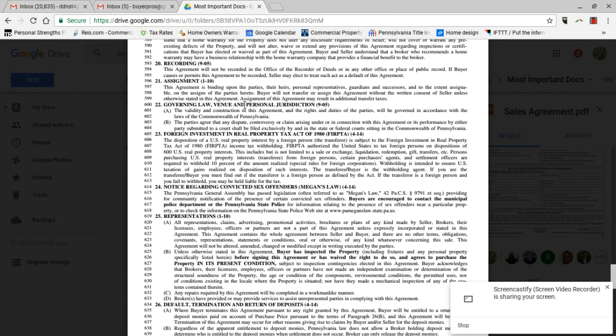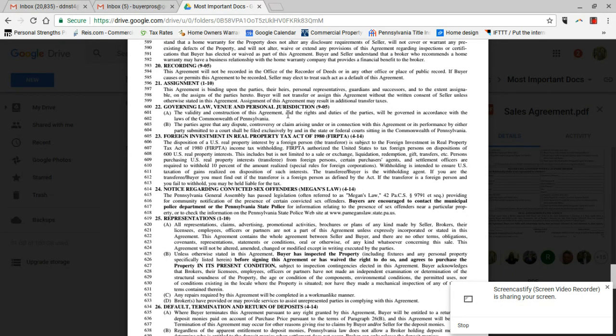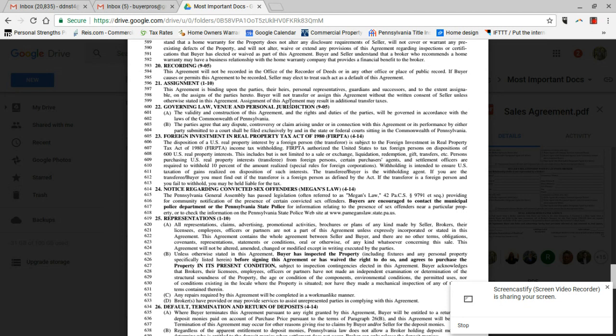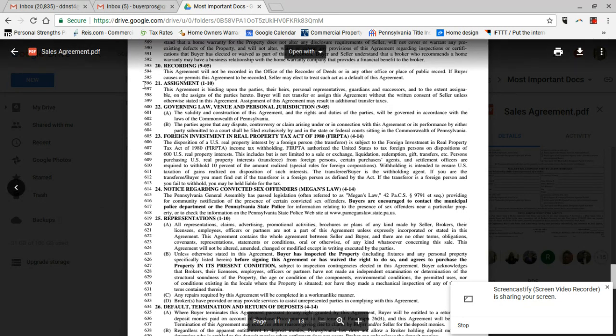Recording, assignment. Recording tells you that this contract's not to be recorded. The thing that is recorded is whenever the title changes hands and there's a new deed, they record the new deed. Assignment states that this agreement cannot be assigned to another buyer unless it's specifically stated in writing already and agreed upon.